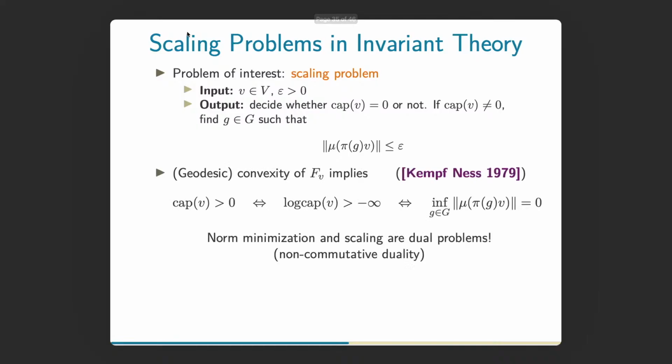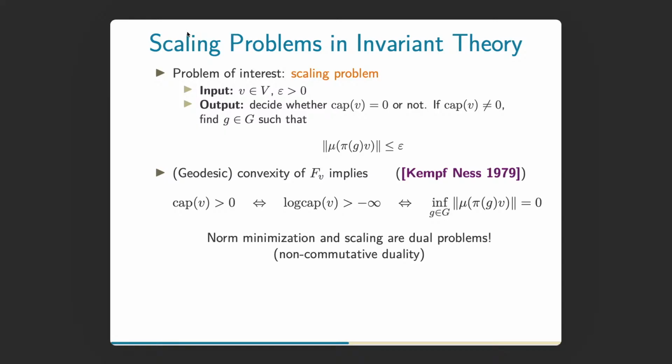Okay, so Kempf and Ness proves that this function is geodesically convex, and therefore the capacity is bigger than 0 if and only if this infimum here is equal to 0. That just follows from the convexity in this Riemannian manifold. So what did we get? In this very general setting, this norm minimization problem that we talked about and the scaling problem here are dual problems. And that's what we refer to as non-commutative duality. So every time you hear us talking about this, this is exactly what we're talking about.